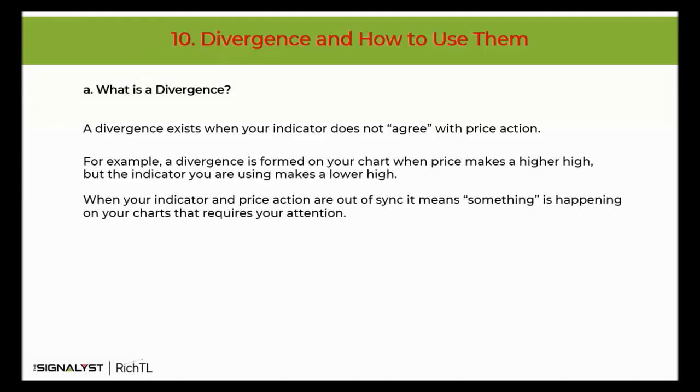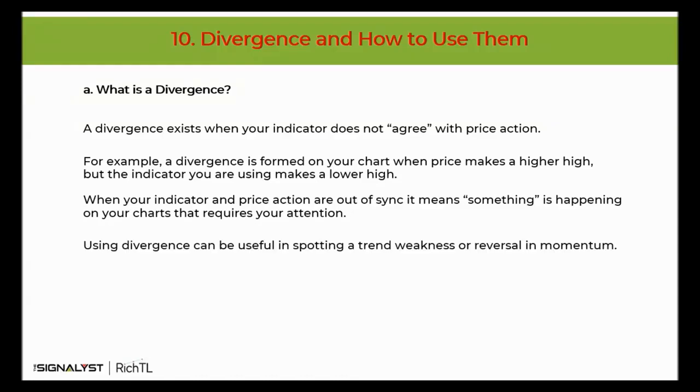For example, a divergence is formed on your chart when price makes a higher high, but the indicator you are using makes a lower high. When your indicator and price action are out of sync, it means something is happening on your charts that requires your attention. Using divergence can be useful in spotting a trend weakness or reversal in momentum, and sometimes divergence can be used as a signal of trend continuation.